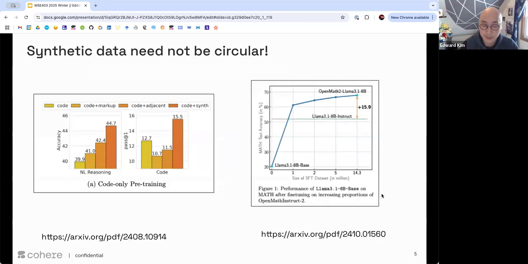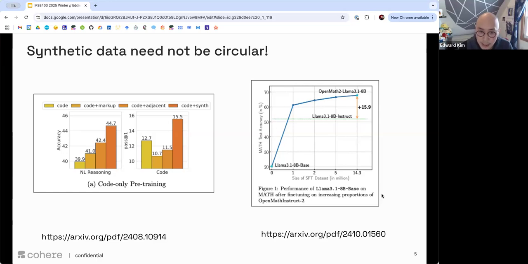Okay, so let's start with some motivating examples, right? I think people again have this realistic concern that synthetic data can be circular, but I just want to start with some proof points that it doesn't have to be that way. On the left, I have a figure from a Cohere paper, and on the right, it's an NVIDIA paper on OpenMath Instruct. So let me first talk about the left figure.